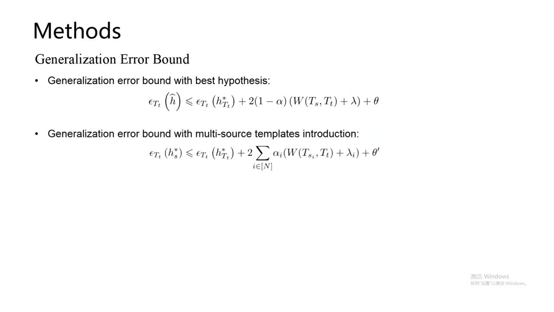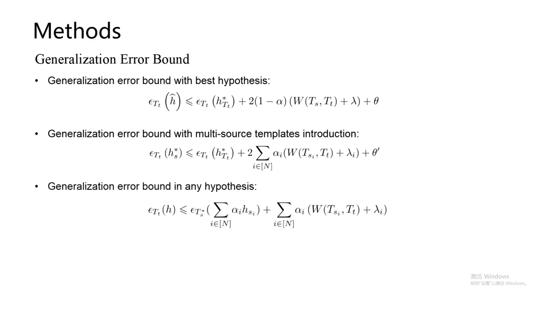Then we generalize this theorem to multi-source template introduction. We can get similar foundations. Further, we generalize the generalization error bound to any hypothesis, which is like this. From this theorem, we get that if the hypothesis space is fixed, the bound depends on two items. The first is the generalization error of the multi-source template mixture. The second is the distribution distance between the multi-source domains and the target domain. This analysis explains why we need a reweighting global aggregation.